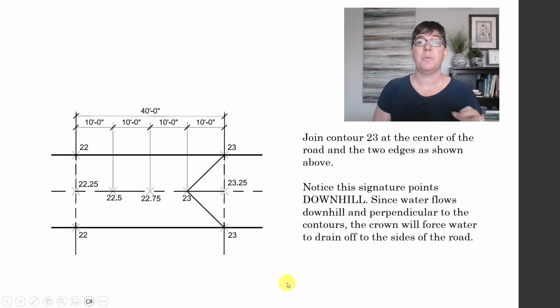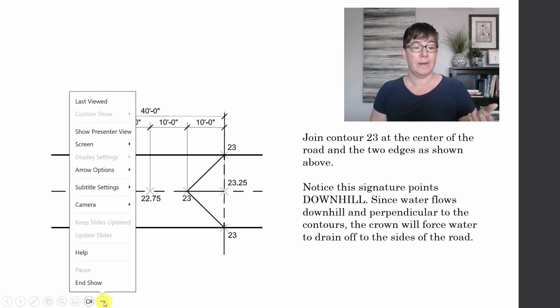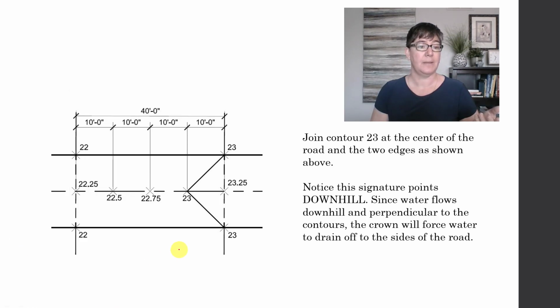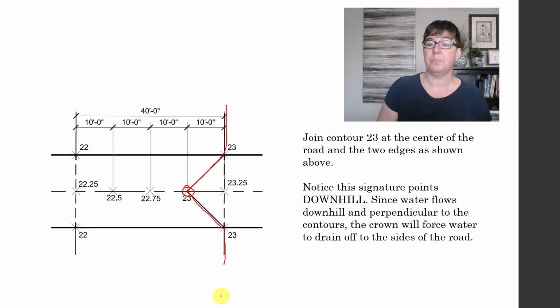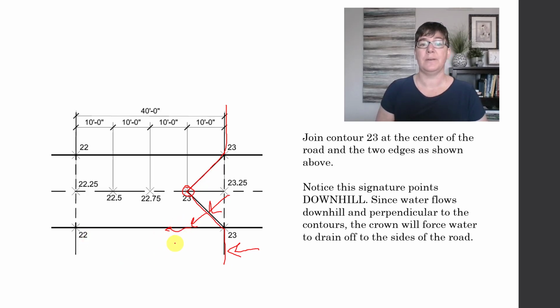Now that you have those points, you can draw your contour. It's going to come like this and along this way, and then meet your point right here. Remember, this is the 23 contour, and come this way. Notice your signature points downhill. So as your water flows, it's going to come this way. This one is going to come perpendicular to the contour line. And so it'll flow this way. It'll catch at the curb here, or a swale maybe, and be moved downhill.